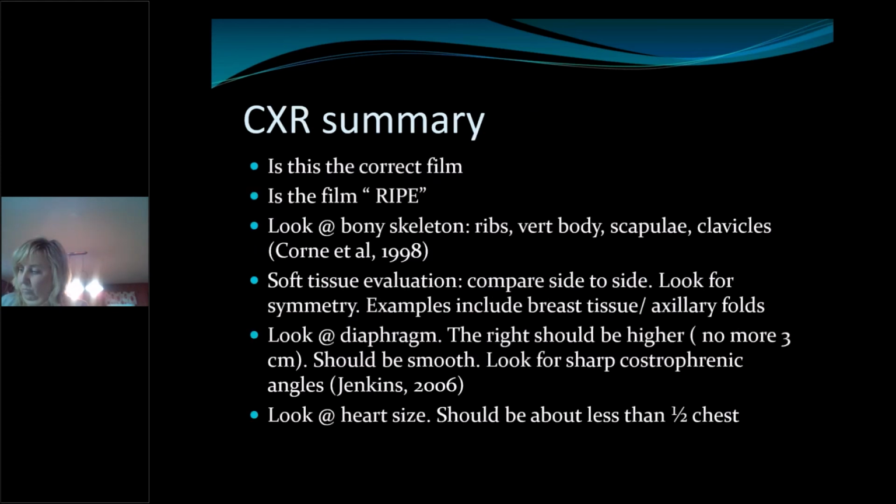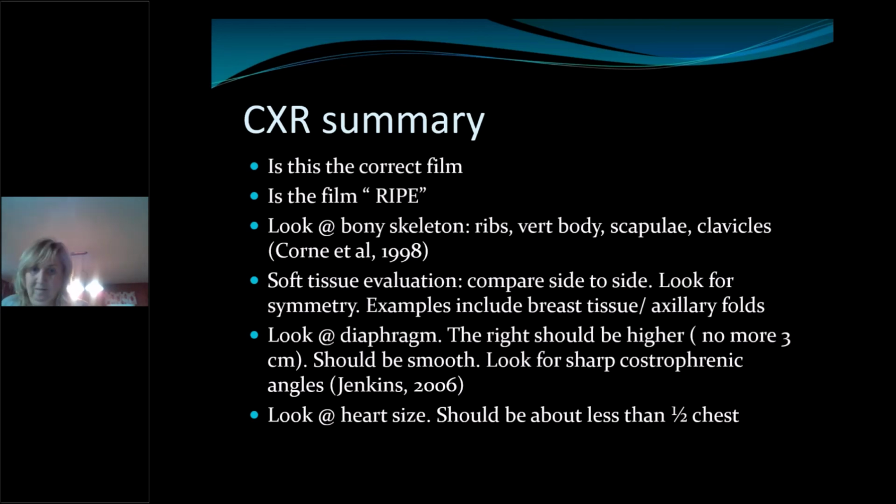So, in summary, and then we'll get to looking at some pictures. Is it the right film? Is the film ripe? Don't forget to look at all the ancillary things, including the bony anatomy and the soft tissue. Here in Missouri, we have lots of folks with extra bone and extra soft tissue. I give a talk sometimes out on the East Coast or West Coast, and they ask me what these folds in the tissue are, because they don't have as much obesity as we have. So you've got to look at that. Is it axillary folds? Is it an abdominal pannus in the way?